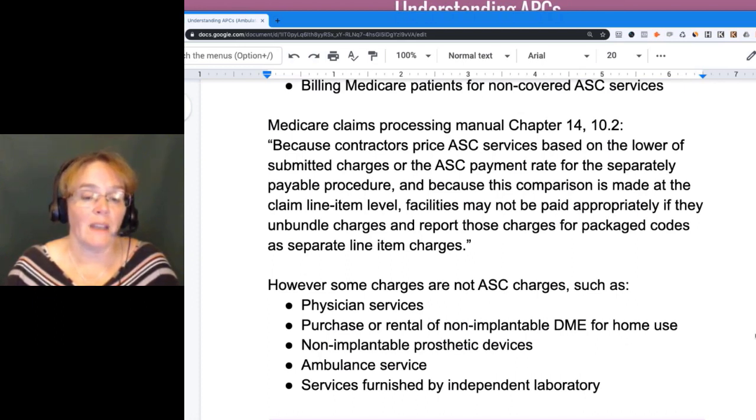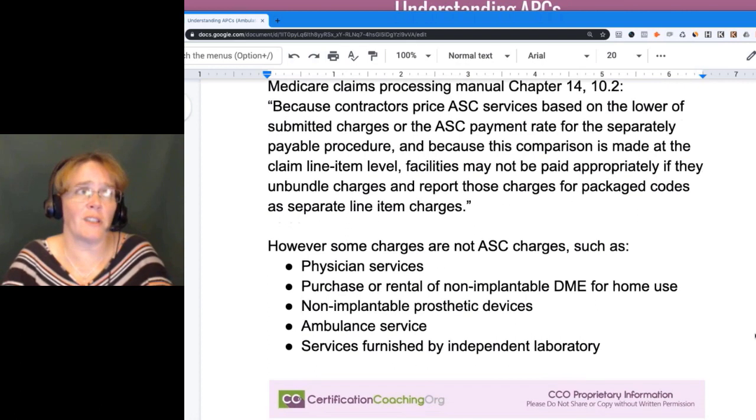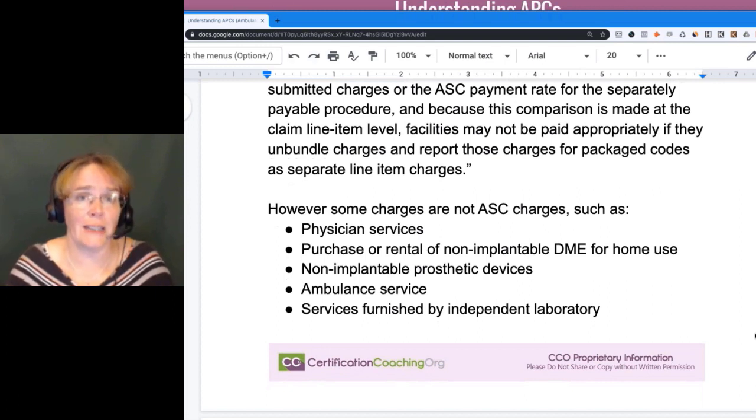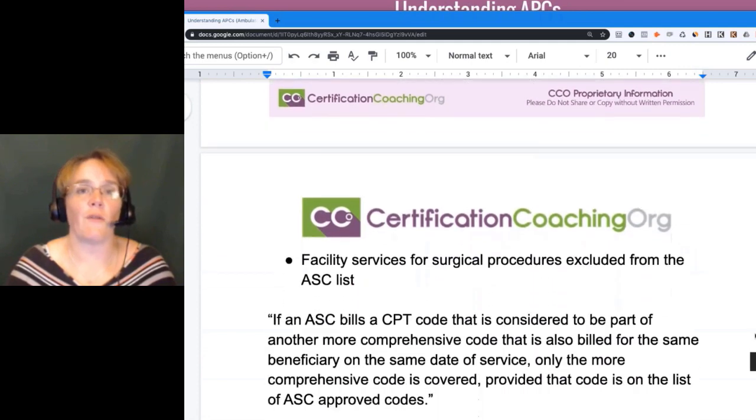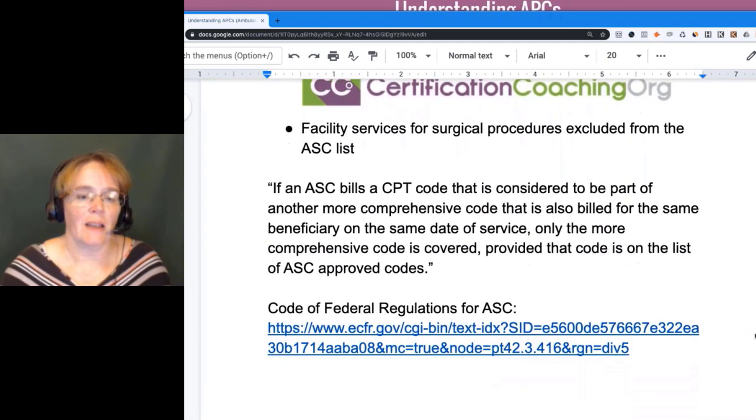So some charges that you see come through an ASC are not necessarily an ASC charge. The physician who does the surgery is billing under their own tax ID and their own information. Purchase or rental of DMEs, prosthetic devices, and ambulance service that had to get them there or perhaps take them away from there, the ASC is not billing. And anything furnished by an independent laboratory, of course, they're going to bill for their own. So those don't fall under those ASC charges.